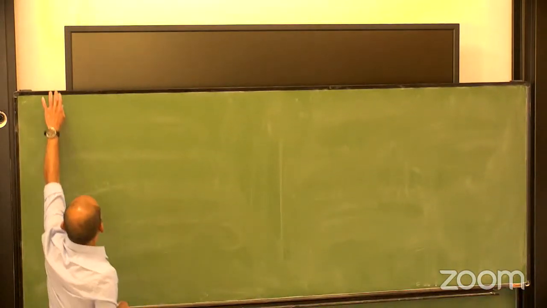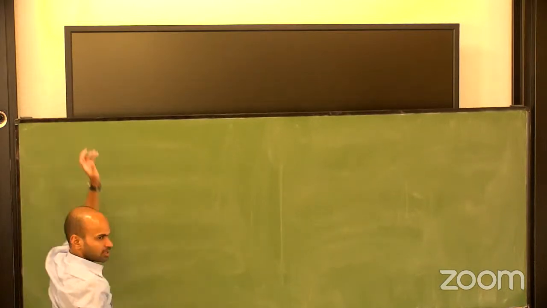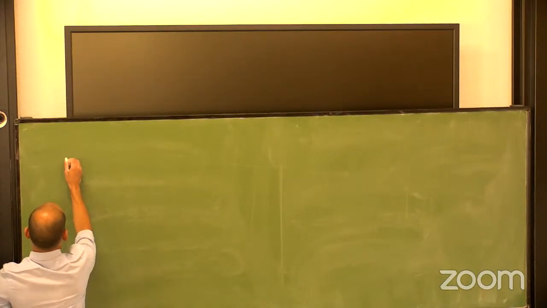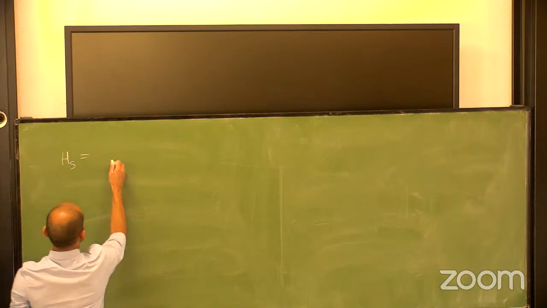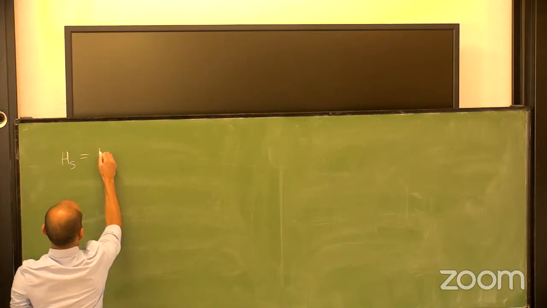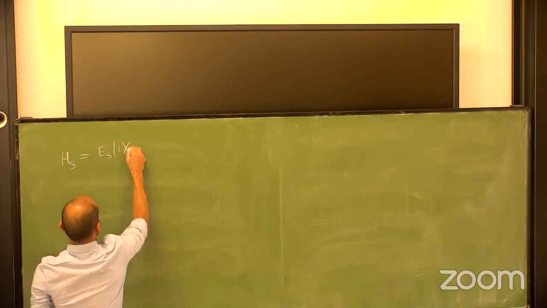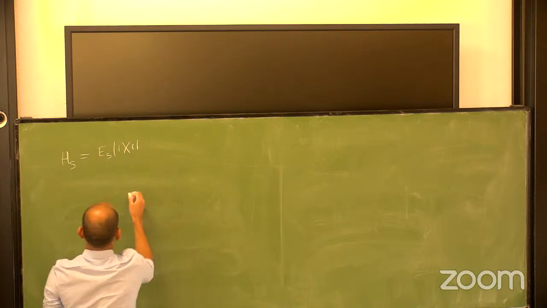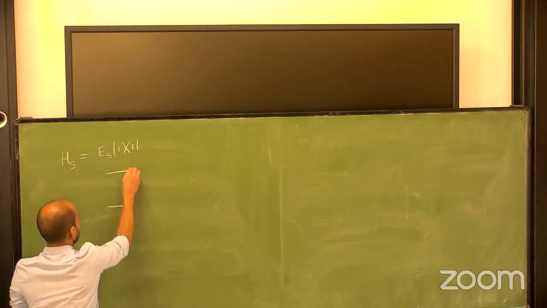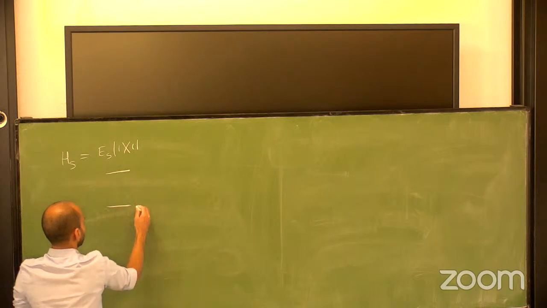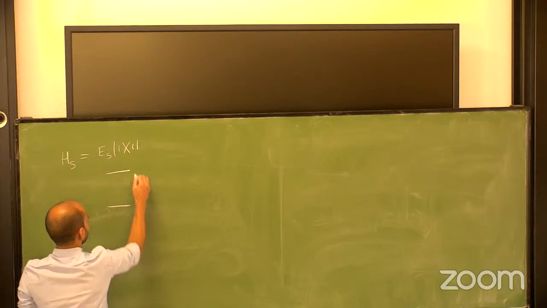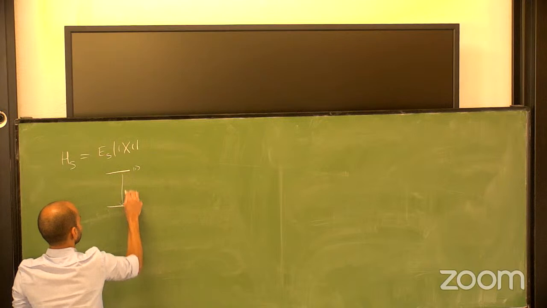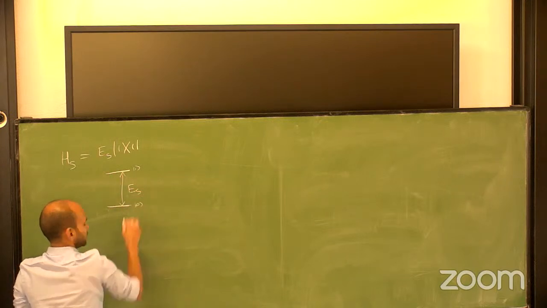And that's the example of cooling a qubit. So my system is described by a Hamiltonian that's simply E_S times |1><1|, let's say. And I will use the following way of denoting Hamiltonians quite a bit. I just draw the energy levels. So this is the state 0, this is the state 1, and there's a gap E_S in between them.